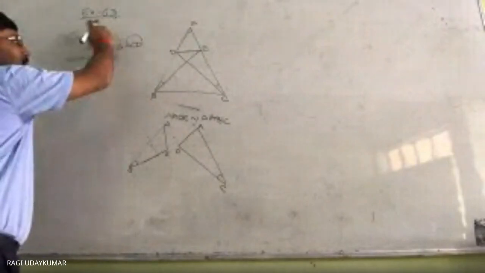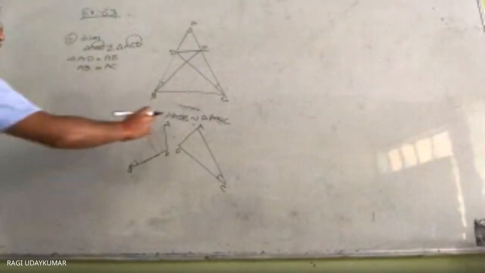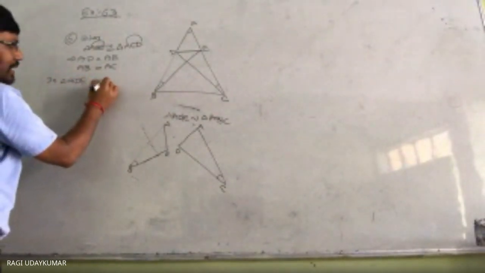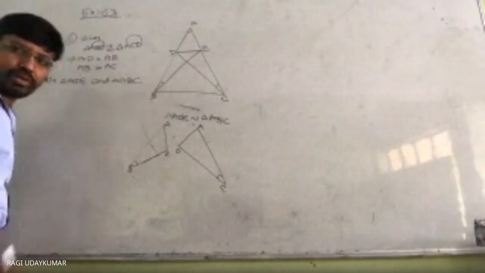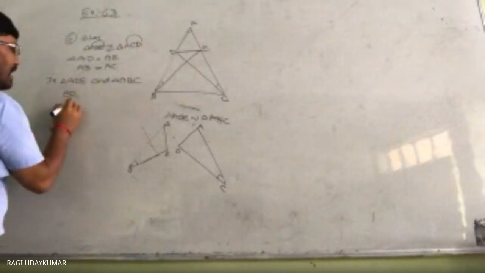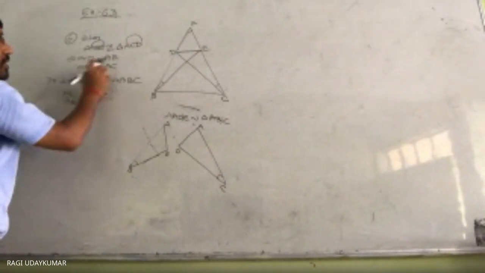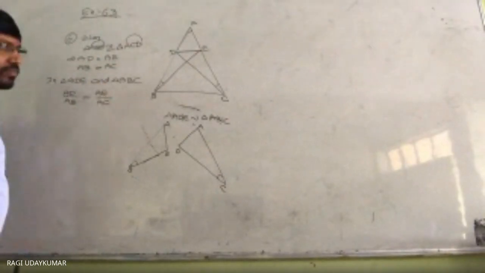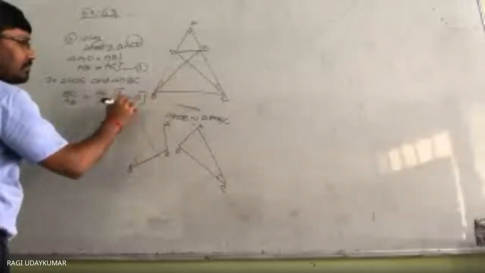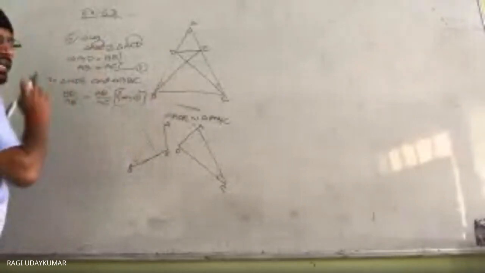AD is equal to AE and AB is equal to AC. And what is needed for us? These two triangles should be taken: triangle ADE and triangle ABC. इन दोनों triangles में AD by AB I am taking. AD by AB is equal to, AD equals to क्या है? AE. AB equal to क्या है? AC. From 1, उधर से मैंने ले लिया है दोनों इक्वल, AD equal to AE है, AB equal to AC.